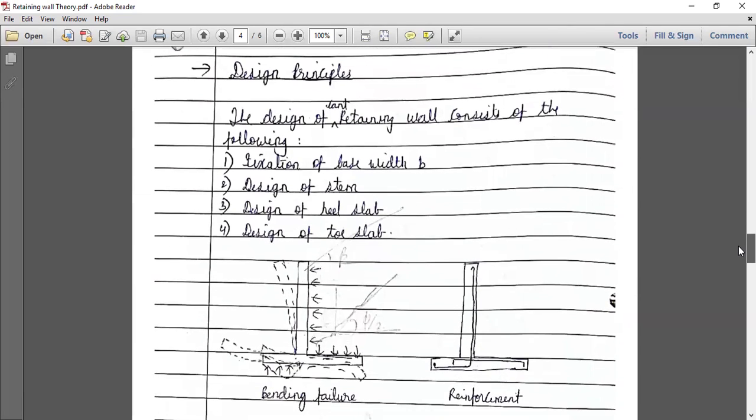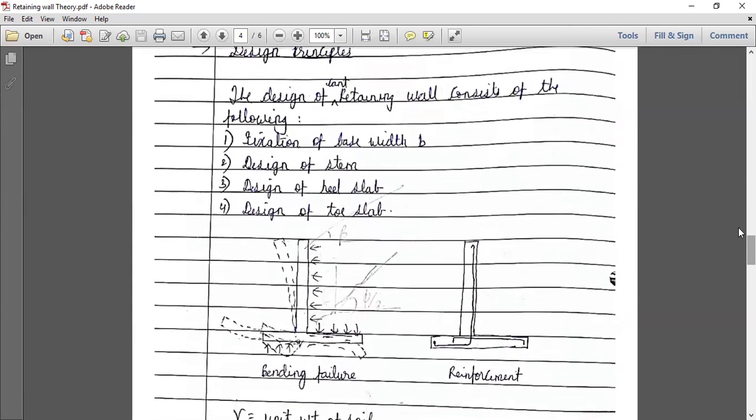So now let us understand the design principle. Okay, so now you should be able to understand this. The retaining wall, whenever it is subjected to the backfill pressure, how is it going to behave? How is it going to bend? This is the most important thing which you should understand before designing. Whenever the retaining wall has pressure coming here, how will the stem bend?